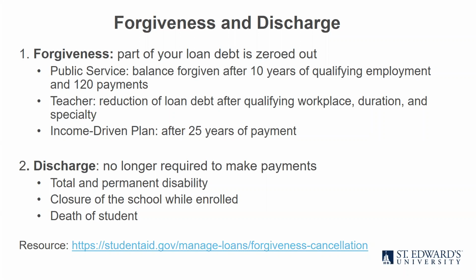That would happen if you have a total and permanent disability, if the school where you are enrolled and attending and receiving your loans closes, or in the death of a student. And that would be true for the student loans as well as a Parent PLUS loan taken out in the student's name.